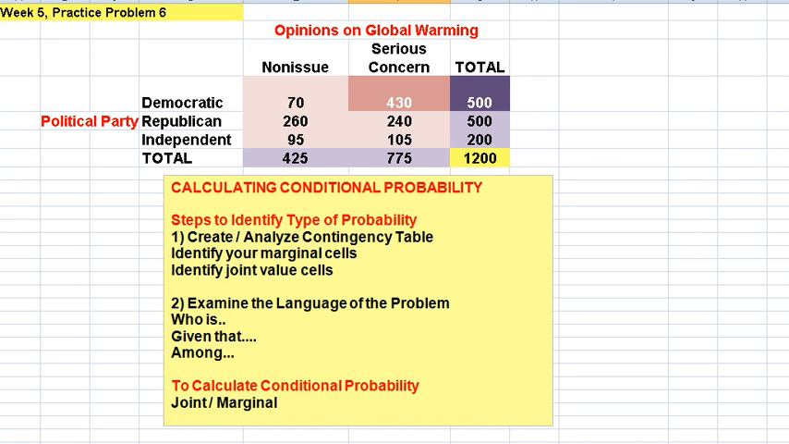So just to recap, we need to go through 2 steps to identify our type of probability. We're going to create and analyze our contingency table. We're going to examine the language of the problem. In the case of conditional probability, we're going to look for words like who is, given that, and among. Those focus us on our marginal value. To calculate conditional probability, we divide our marginal value into our joint value.